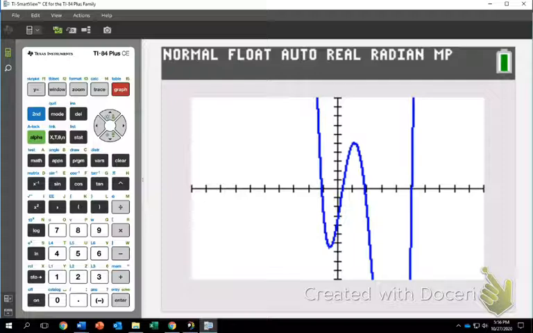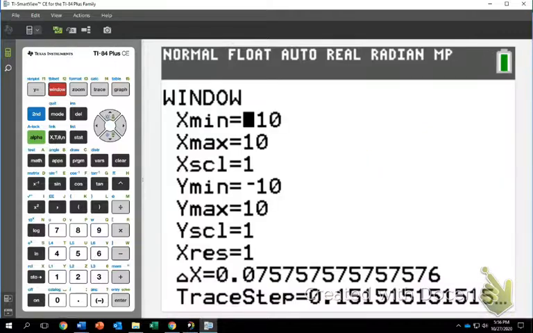Quick little note, let's say that you don't see all these items. You can always go to Window and make sure that your minimum and maximum are -10 and +10 for both your x and your y.